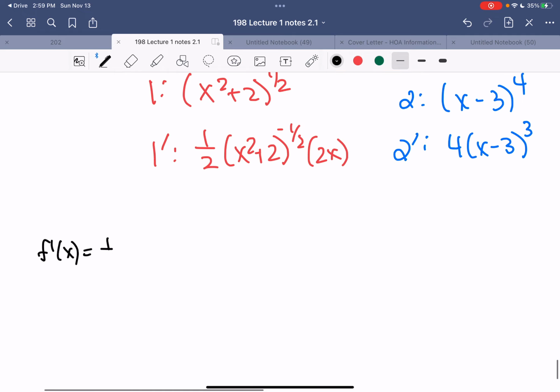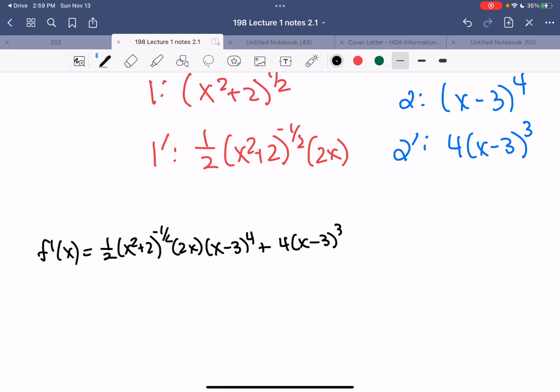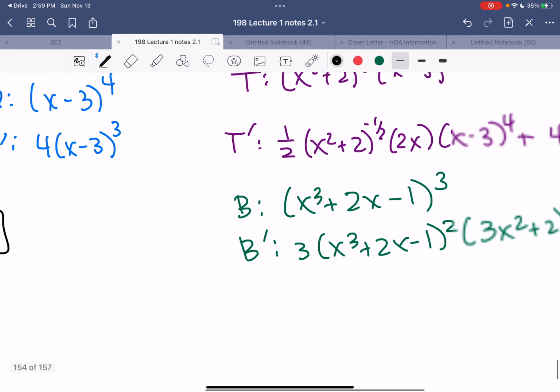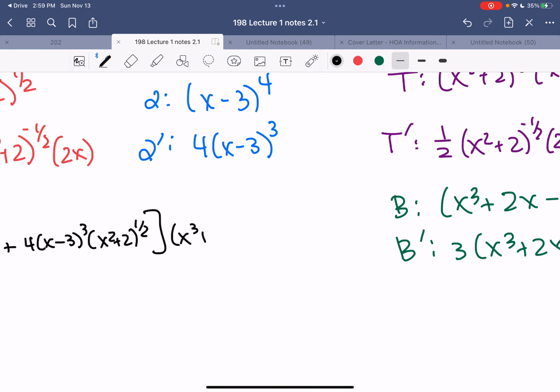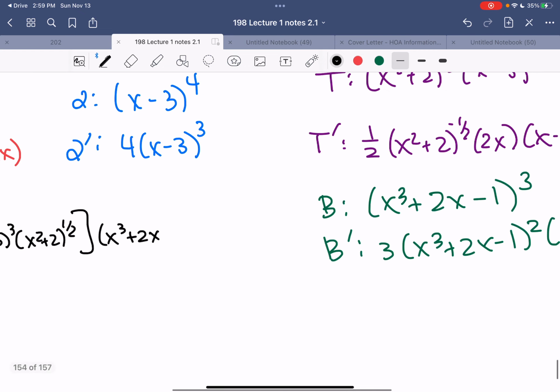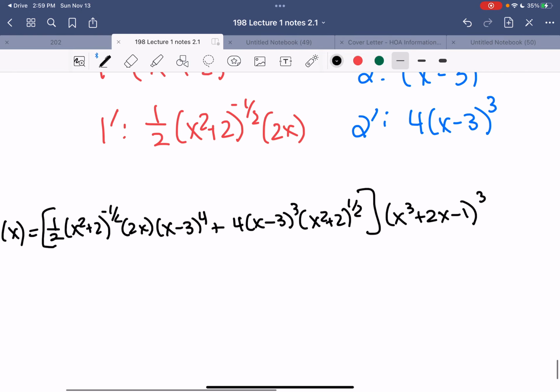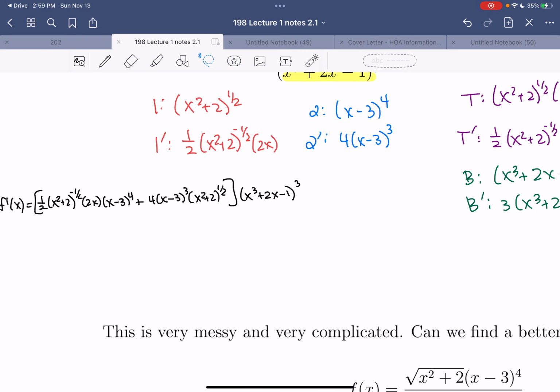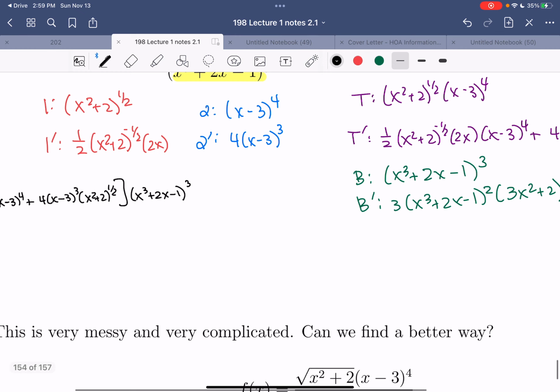So that's going to be 1/2 x squared plus 2 to the negative 1/2 times 2x times the x minus 3 to the 4th, plus the 4 times x minus 3 cubed times x squared plus 2 to the 1/2. All of that is the top prime. And I'm going to take all of that and multiply that by the bottom. The bottom is the x cubed plus 2x minus 1 cubed. Oh, geez, I'm running out of space. Let's see if I can move this over a little bit. All right, then, so that's top prime bottom minus bottom prime top.